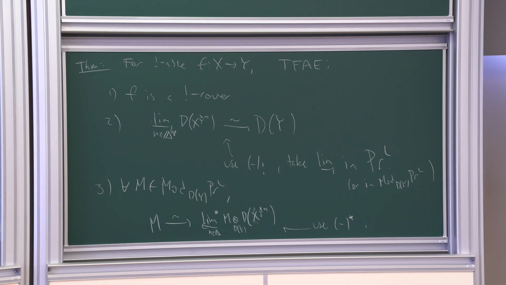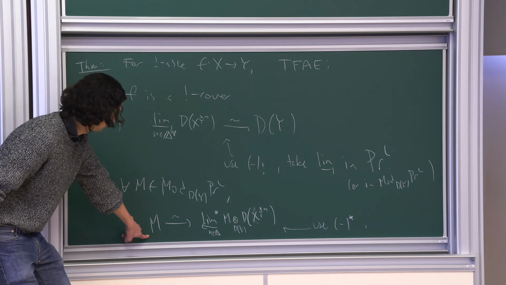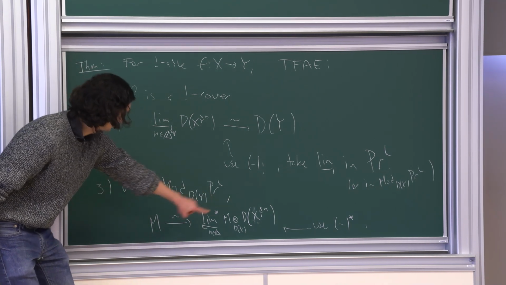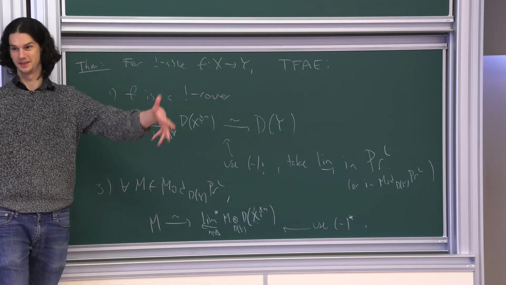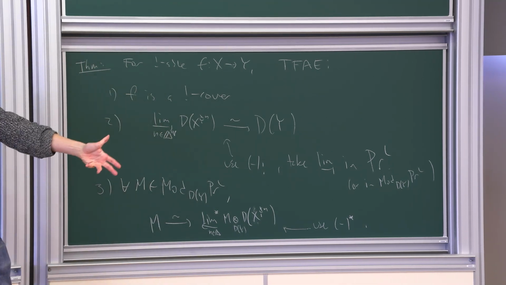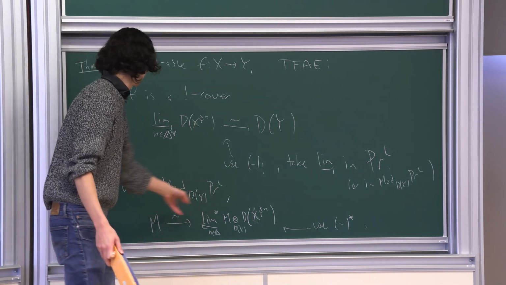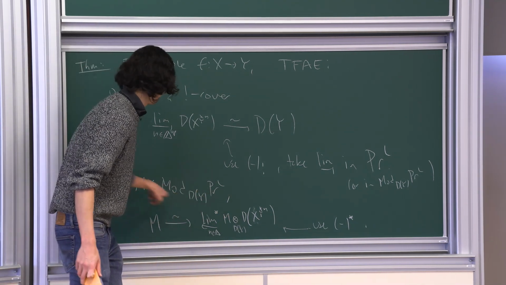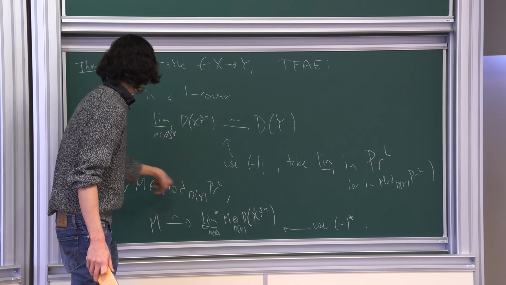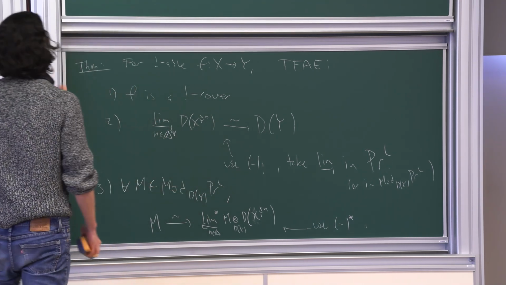So if you take m to be d of y itself, then you see that this condition is just kind of usual descent, that is descent with respect to pullbacks, star pullbacks. But in fact, you can even tensor that with any module and you still have descent.